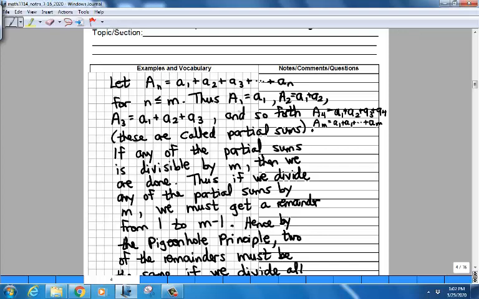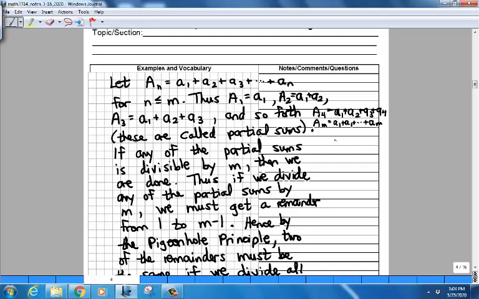If one of your partial sums is already divisible by m, then you're done, right? You've got the subsequence whose sum is divisible by m. So we have to look at the situation where that happy thing does not occur. So we have to assume that none of these partial sums is exactly divisible by m.